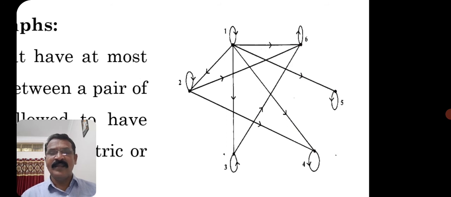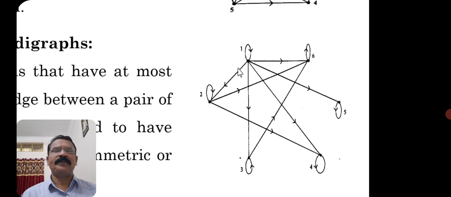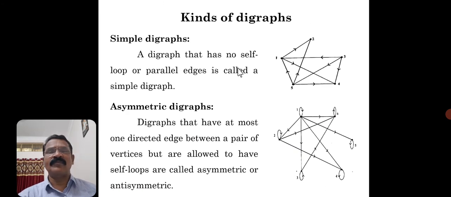So digraphs that have at most one directed edge imply maximum one edge between a pair of vertices. It implies there should not be any multiple edges or parallel edges between a pair of vertices, but loops are allowed. Then that kind of digraph is called asymmetric digraph, or you can say anti-symmetric. This is an example of asymmetric digraph. So don't get confused with the ideas.